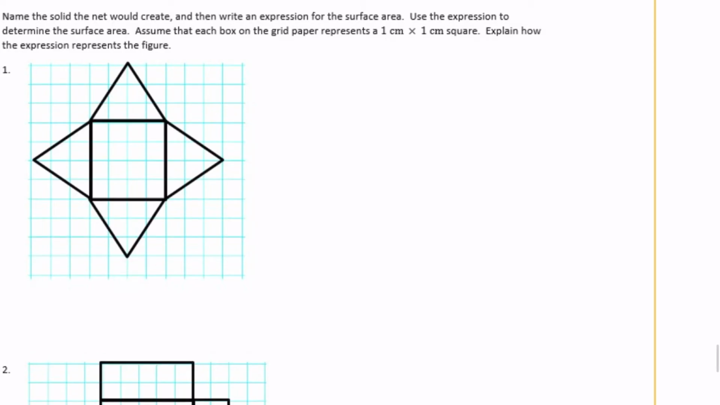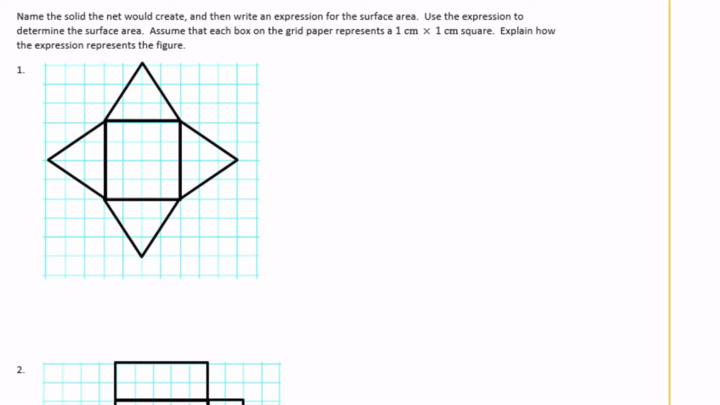Exercises. Name the solid the net would create, and then write an expression for the surface area. Use the expression to determine the surface area. Assume that each box on the grid paper represents 1 centimeter by 1 centimeter squared. Explain how the expression represents the figure. Okay, so let's start by naming it.